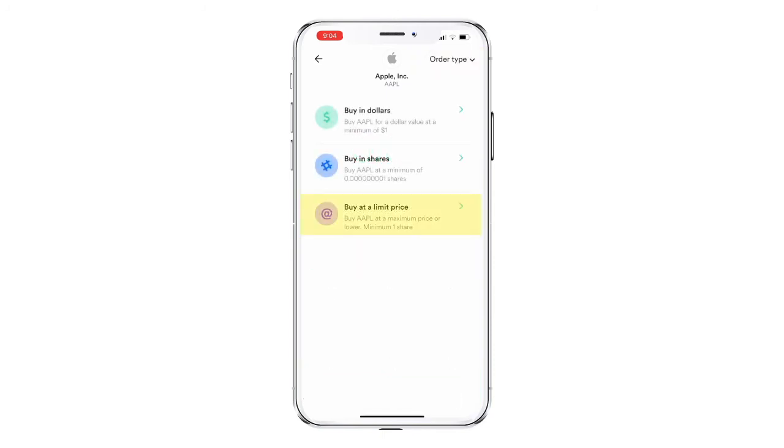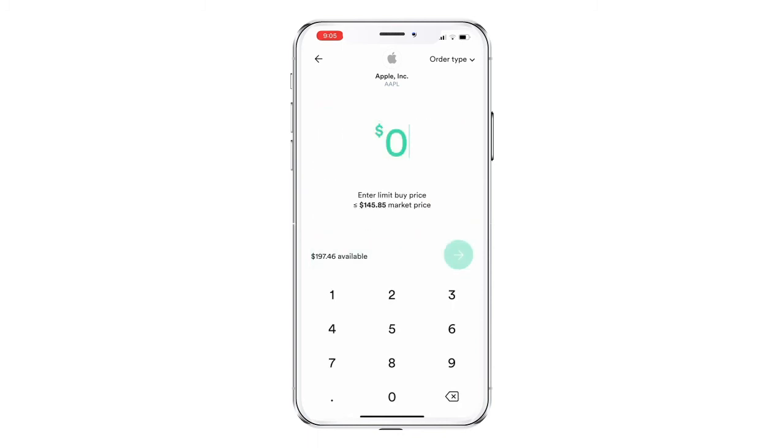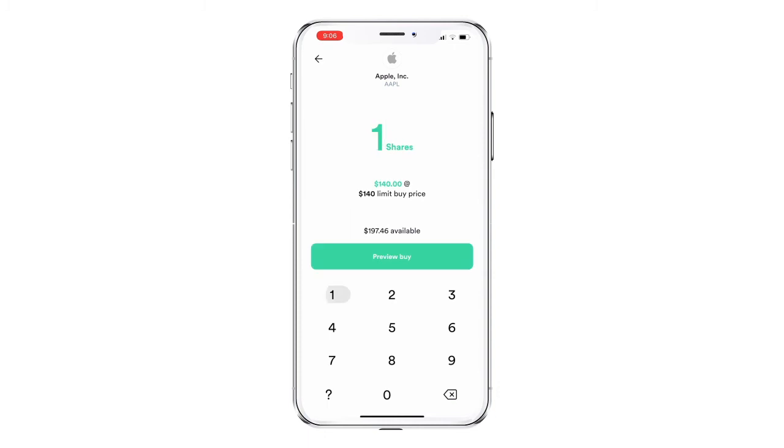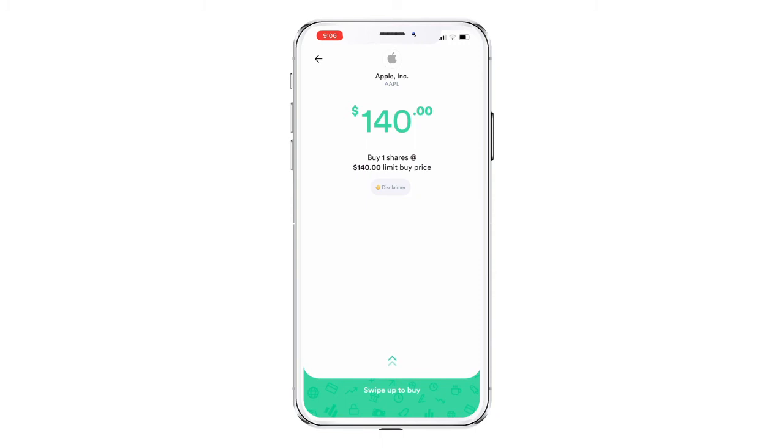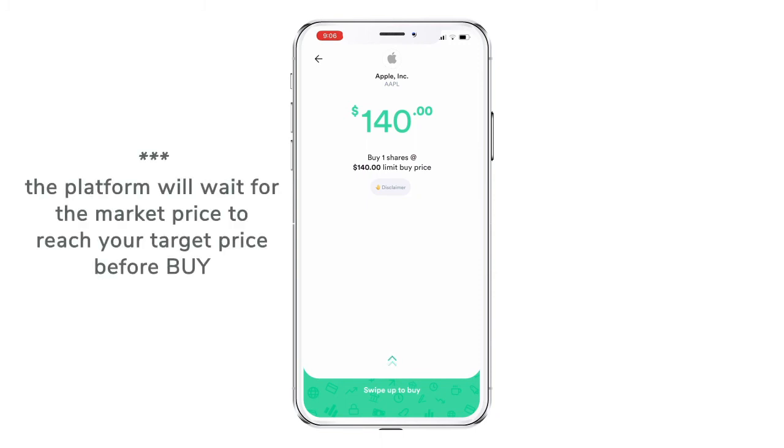And the last option is buy at limit price. If meron kang target price, for example, masyado mataas ang price ngayon and gusto mo bilhin at $140, pwede mo iset dito na bibili lang if the value is less than or equal to $140. So, magiging pending lang yung order mo until it reaches this price. And pwede mong iset kung ilang shares. Okay, so preview buy, hihintayin mo na dumating yung price sa $140. And then, pag dumating doon, saka pa lang mapaplace yung order mo.